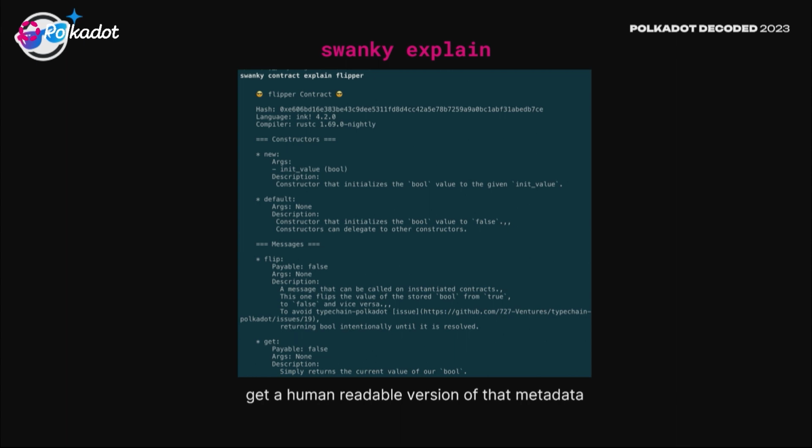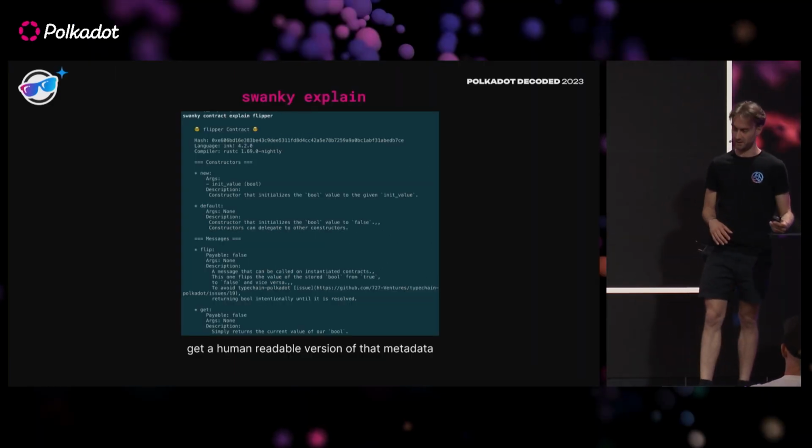Then we have Swanky explain. When you compile a contract, you get the WASM blob, but you also get a metadata.json that will help the front end to actually interact with the contract. But this one targets UI, and it's not really human readable. So with this one, we basically read the metadata and print a human readable version of your metadata. Pretty handy.